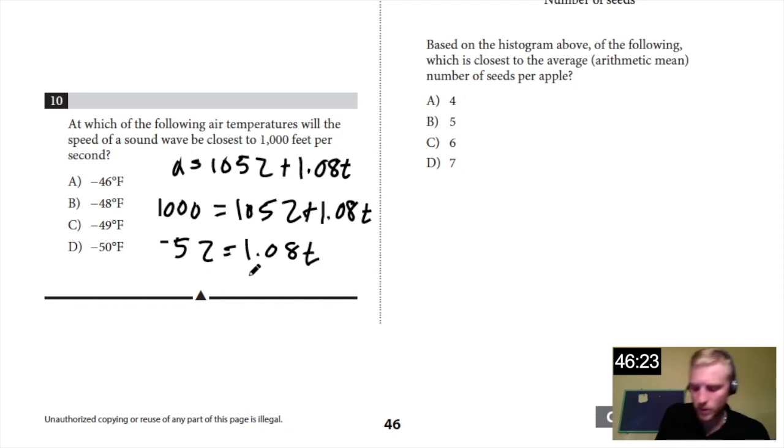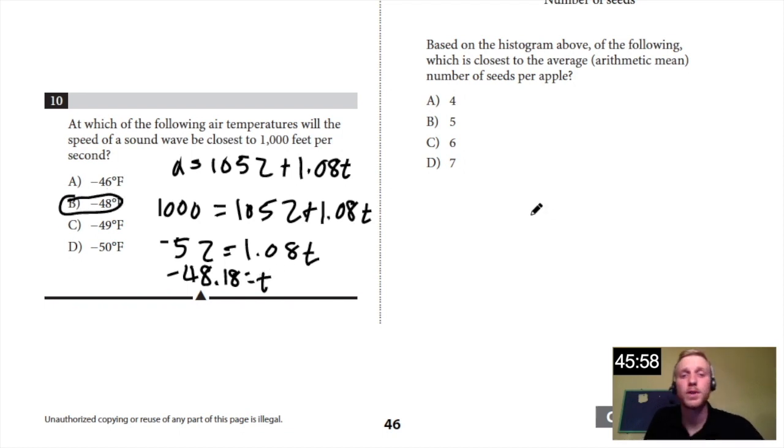So this looks like it'll be the first question we use our calculator for. We can divide both sides by 1.08. 52 divided by 1.08 is going to be equal to negative 48.18. So negative 48.18 is equal to t. So that's going to be closest to answer B, negative 48 degrees.